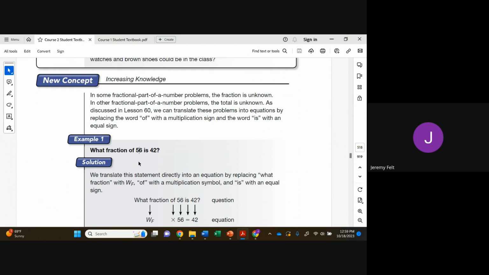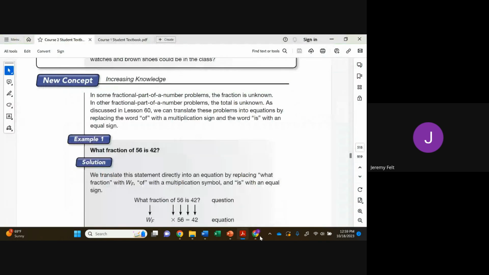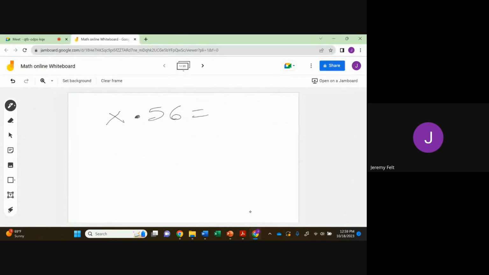If we have what fraction of 56 is 42, what fraction, okay, I'm just going to call it x, you can call it WF or F or Z or whatever you want to. What fraction of 56, what number times 56 is, and what was our number? Is 42. Well, we know we're multiplying, so I need to divide. Okay, I get x or WF or whatever we're calling it by itself. And then here's our fraction.